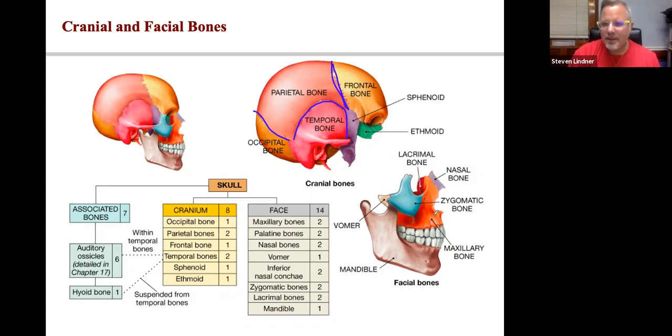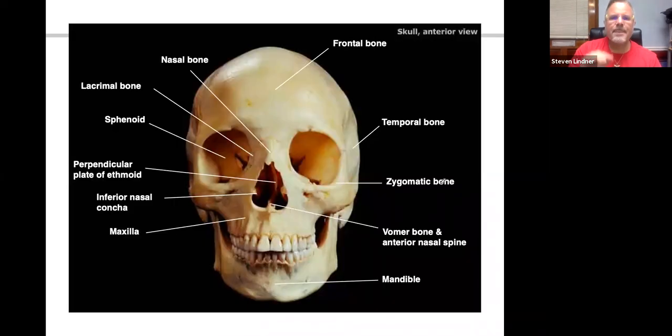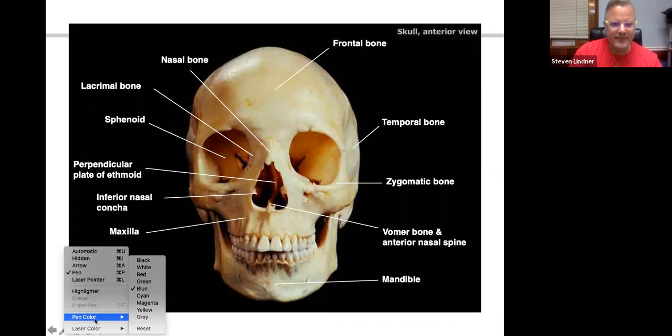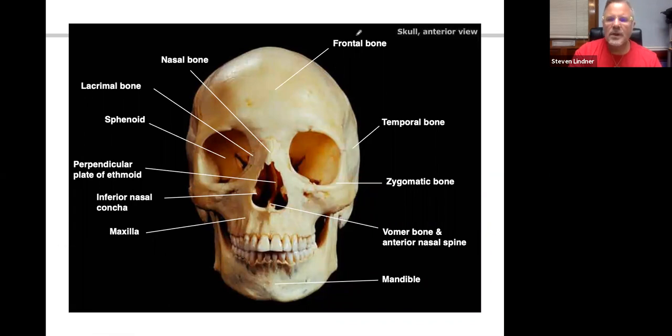Here is the maxilla, which is the upper jaw, whereas the mandible is the lower jaw. And then here's the zygomatic bone, which is the upper cheekbone. You can see a little bit of the nasal bone from the side view as well. When we look at the skull from the front, here's the frontal bone right here. Here's the nasal bone.